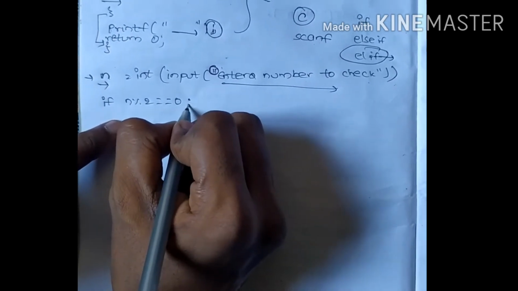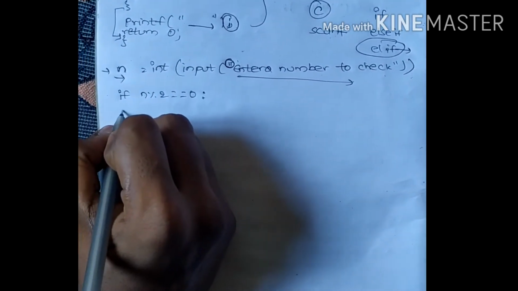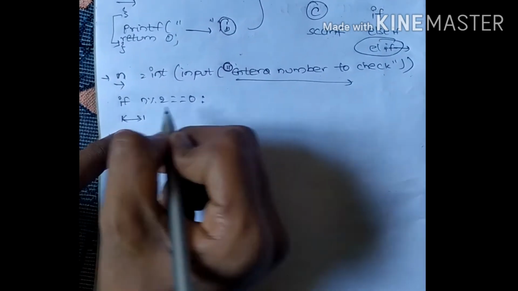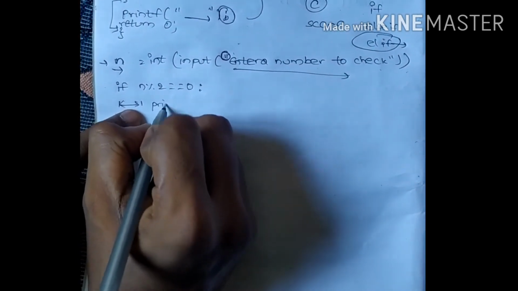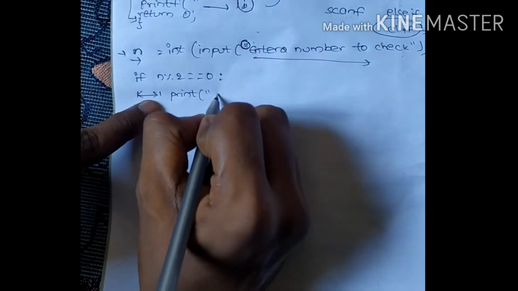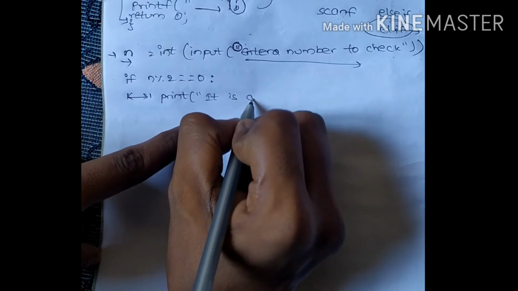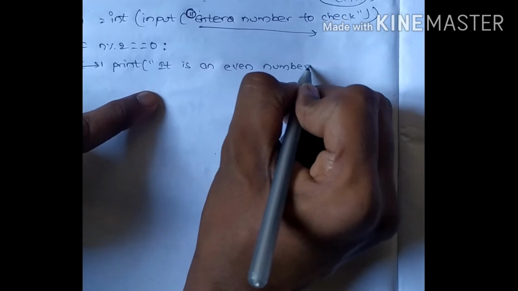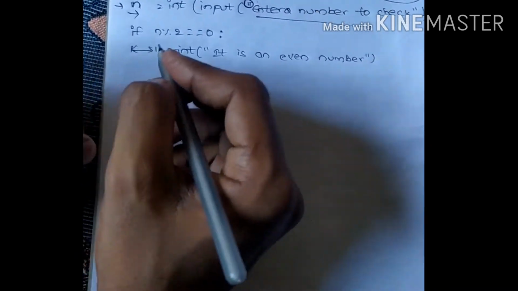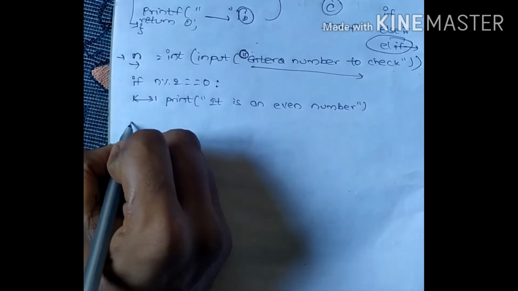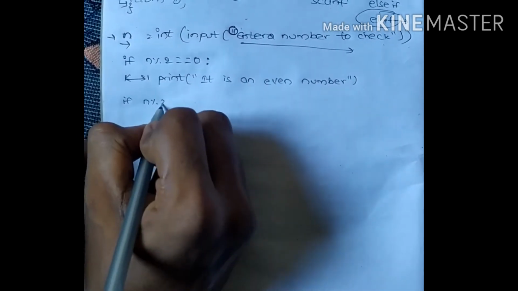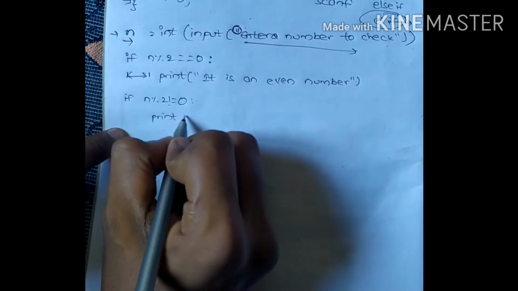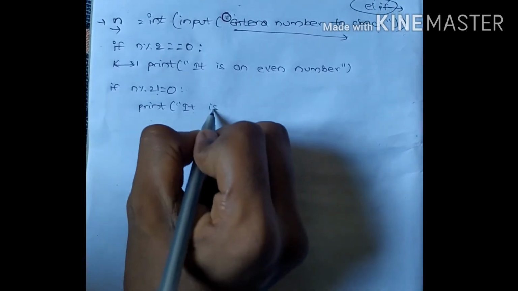For conditions we have to write a colon, and then by giving one tab space, after the tab space we have to write print "it is an even number". And if the condition is not satisfied, then we write if n modulo 2 is not equal to 0, then print "it is an odd number".